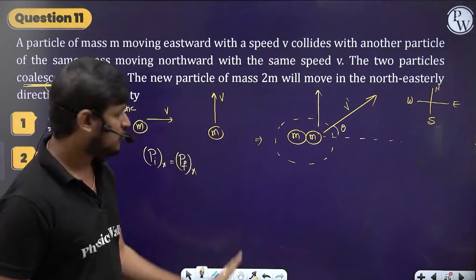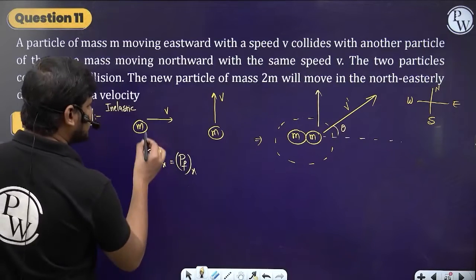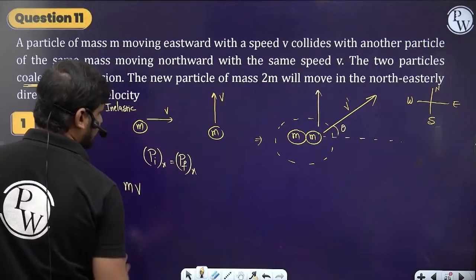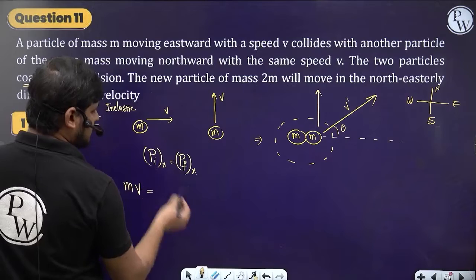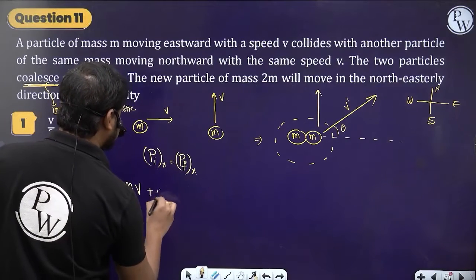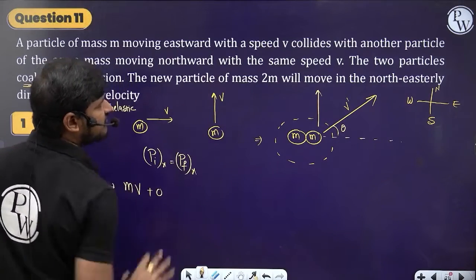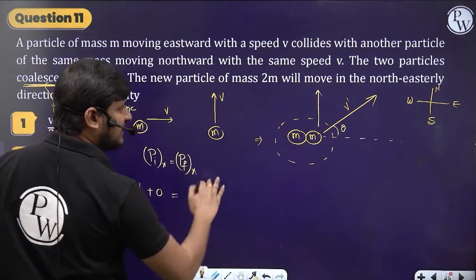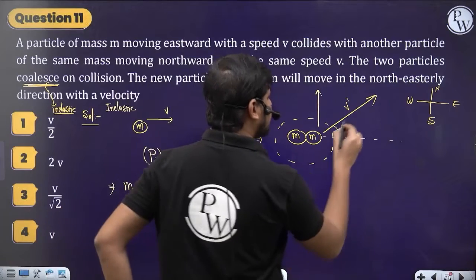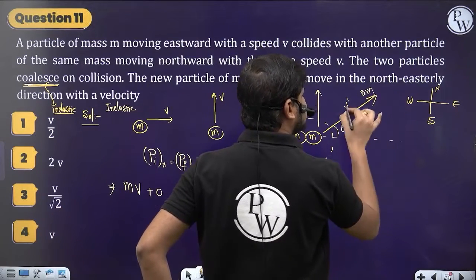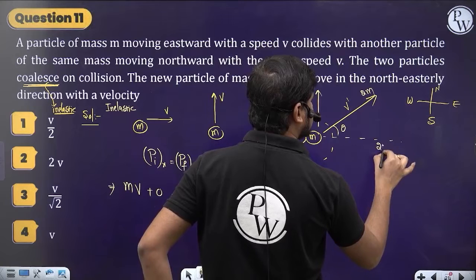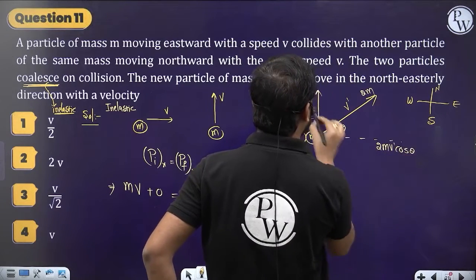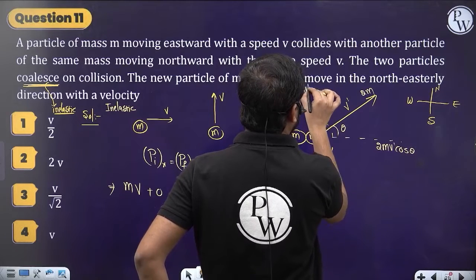Okay, so the initial momentum in the x direction: the first particle is moving in the x direction, m into velocity v. Yes or no? And then this is 0, because the second particle is not moving in the x direction, it's completely moving in the y direction, the north direction. This equals the final momentum: the 2m mass is moving with some velocity v dash, so it has two components, 2m v dash cos theta in the x direction, and 2m v dash sin theta in the y direction.